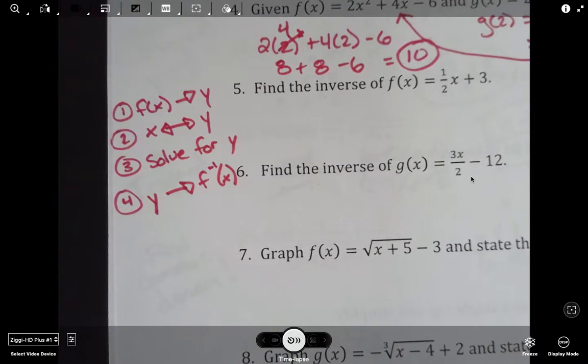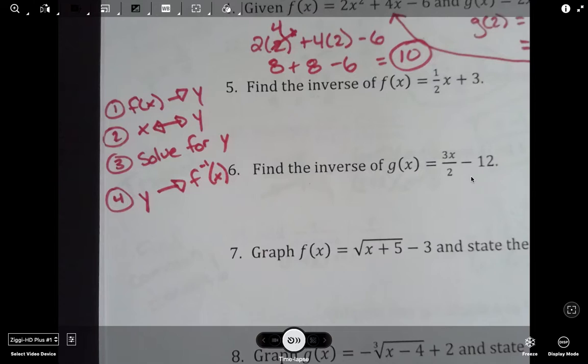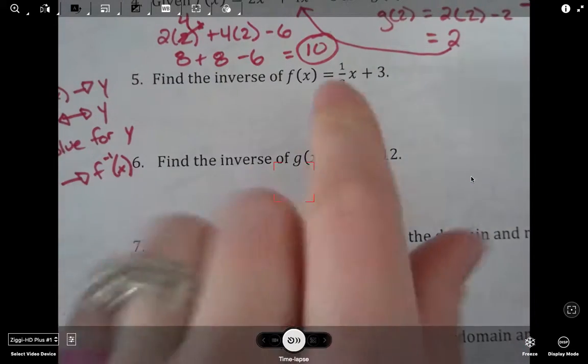We've seen that before, just recently, right? That negative 1, like the sine negative 1. Inverse sine, inverse cosine, inverse tangent. Yeah, that's that negative 1 thing, right? Okay, so we're going to do these steps on this one.